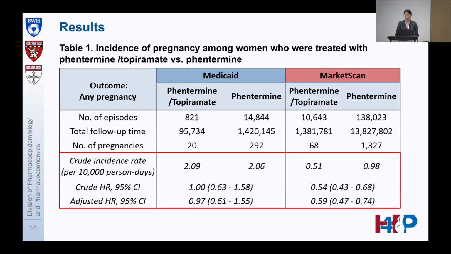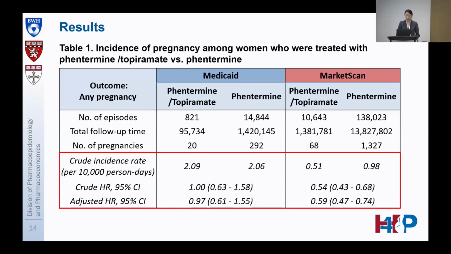But when we look into the MarketScan data, which is a privately insured population, here we have a little bit more sample size in both treatment groups. This is a different population, more likely they are receiving treatment for obesity, and also more recent years of data as well. So here, to begin with, within the phentermine group, we actually observed a lower pregnancy rate to begin with.